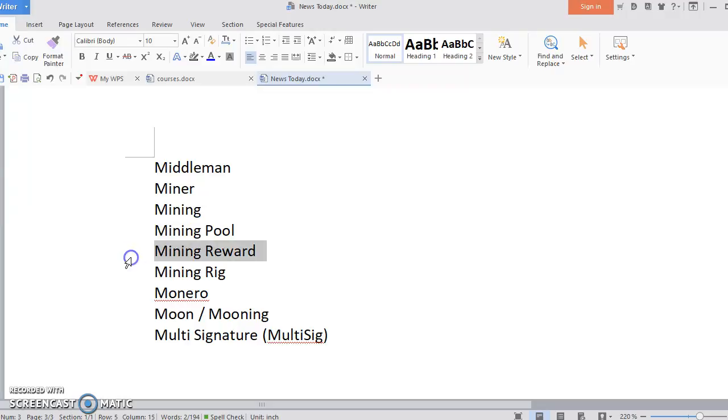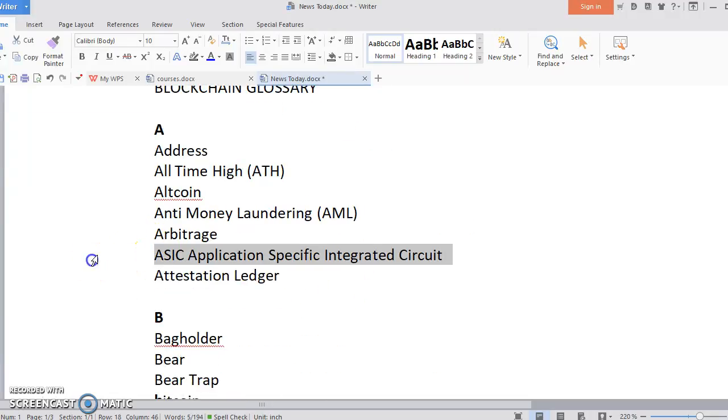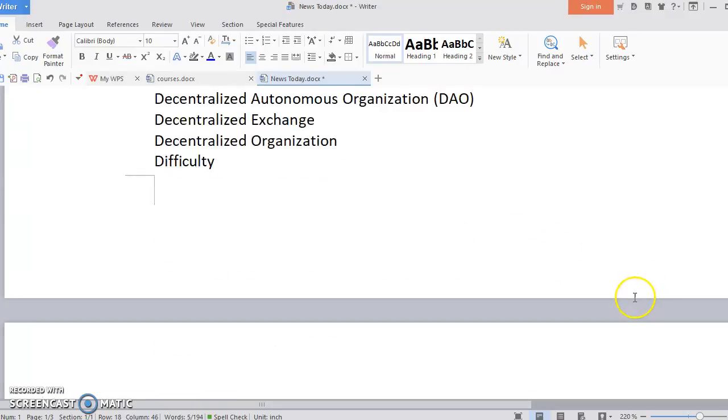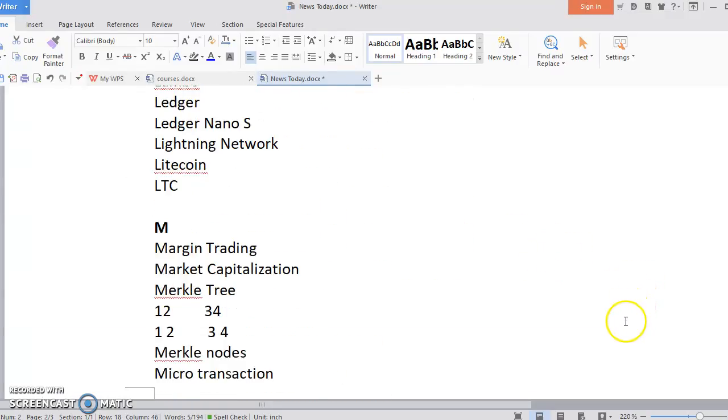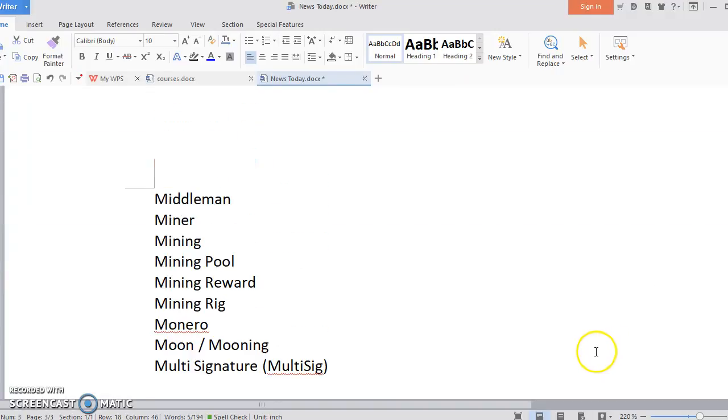Then mining reward is basically the reward a computer gets, or the person who owns the computer gets, for actually engaging in mining. The mining rig is the equipment or set of equipment that the person has that helps them to mine. Like I discussed, ASIC, application specific integrated circuit. You have things like GPU and many other things like Antminer and the rest of them.